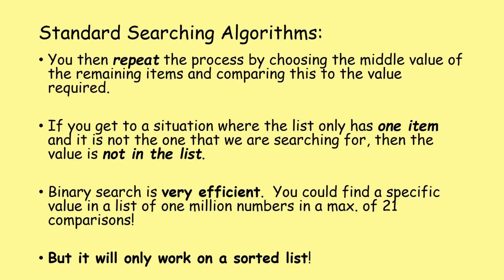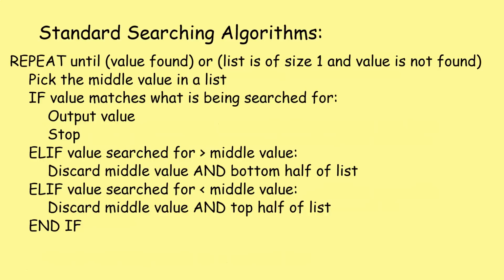A binary search is very efficient. You could find a specific value in a list of 1 million numbers in a maximum of 21 comparisons. But it will only work on a sorted list, and obviously it's a bit more difficult to program. Again, here we have the algorithm for you to have a look at. Again, you don't need to reproduce this or program it in the exam. You just have to be able to see this and go, aha, I recognize what this is.